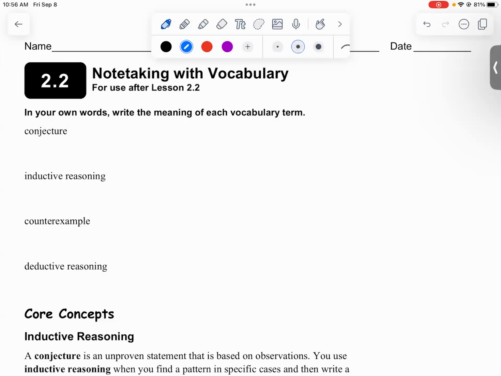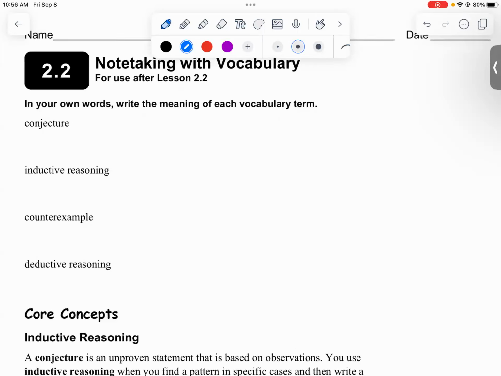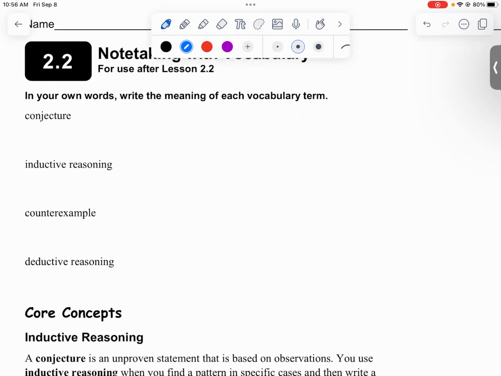Right, so we are going to continue our journey in chapter 2, where we're really just talking about logic. We spent a couple days with our conditional statements. Now we're going to work on some different types of reasoning.